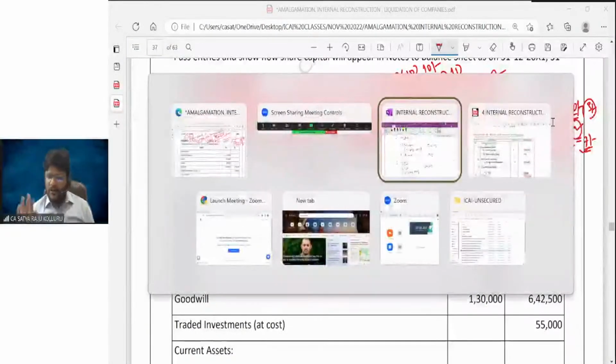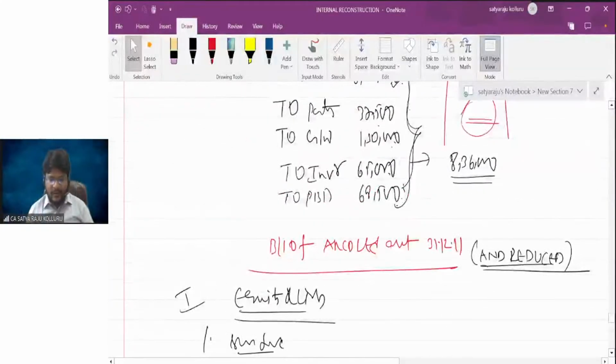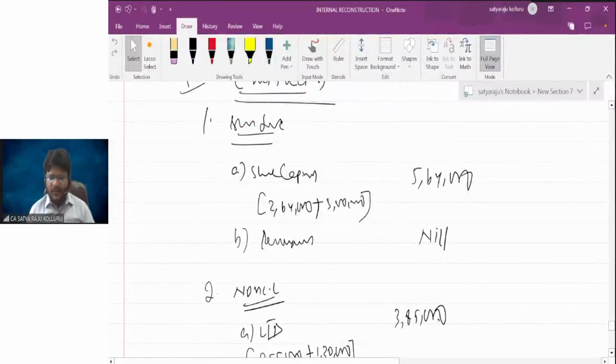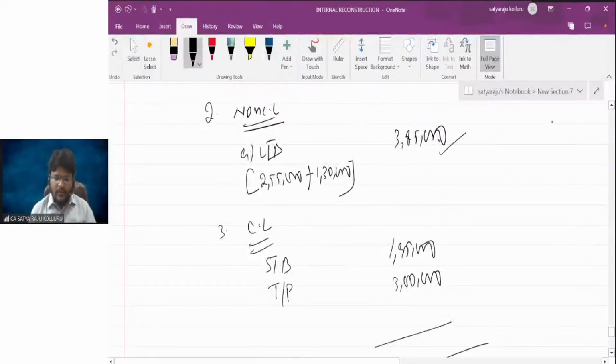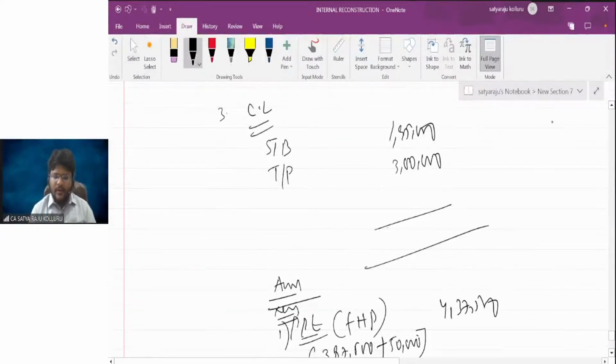I don't want to discuss anything because I discussed everything except the balance sheet. The balance sheet we already did with the share capital. Reserves and surplus was nil. Long-term borrowings came to 3,85,000. Current liabilities: short-term borrowing 1,95,000, trade payable 3 lakhs. All these values we already worked out in the last class, and I don't want to repeat it. If I go for repetition, I would need to read the entire problem once again. That's why I don't want to check that.